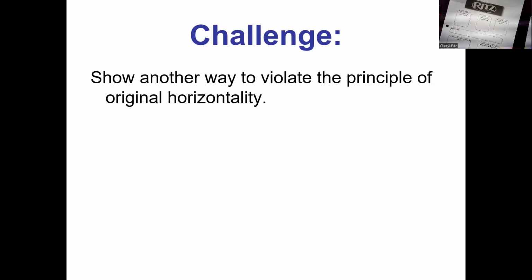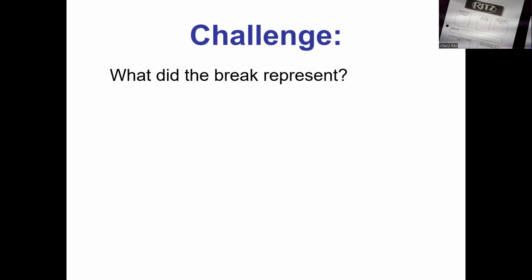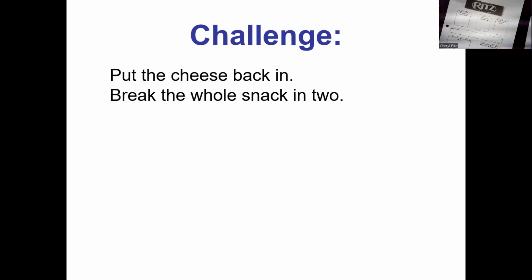Well, speaking of breaking, you've got to put everything back together and break this whole snack into two pieces. Now, you're trying to represent a fault. I'm going to break each layer individually first. Keep in mind, in real life, that's not how it would have worked.